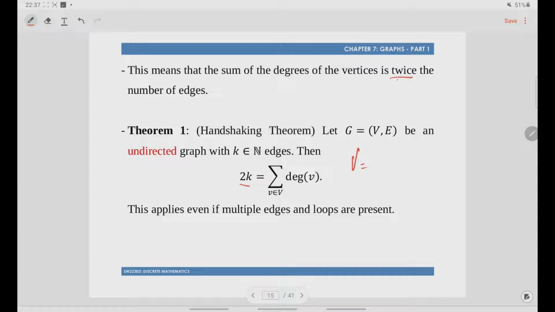Let's say our vertex set contains V1, V2, V3. So 2k is equal to degree of V1 plus degree of V2 plus degree of V3. This applies even if multiple edges and loops are present. We can still use the same equation.